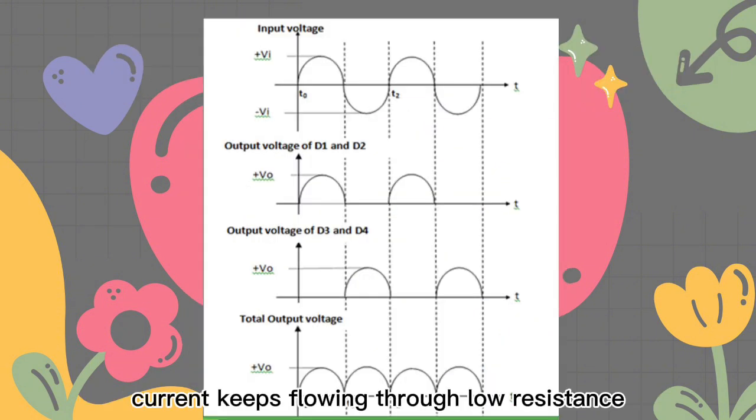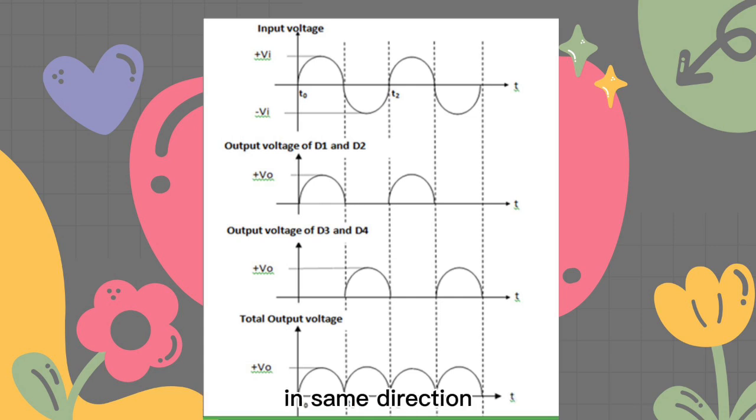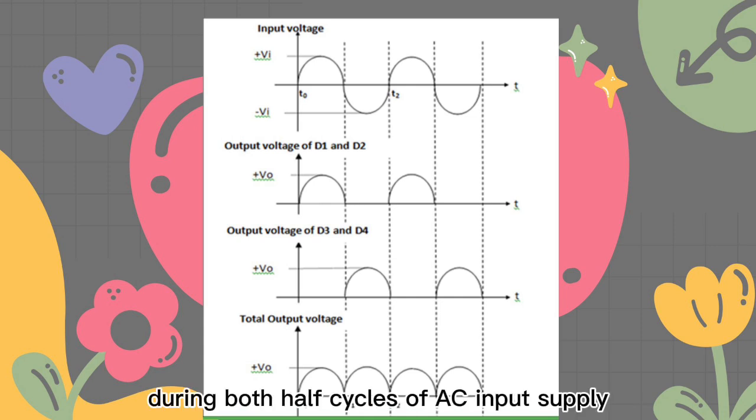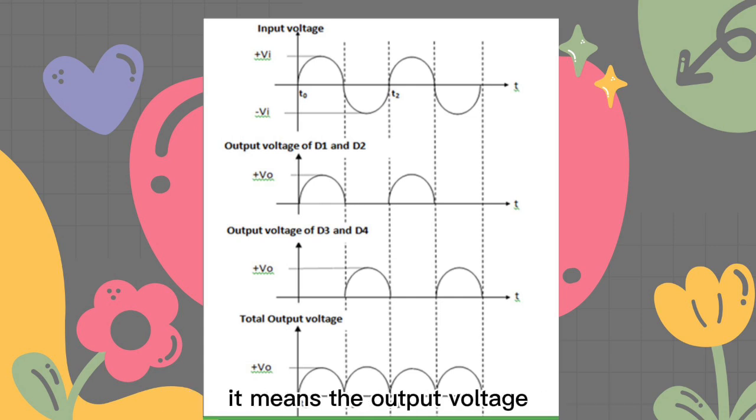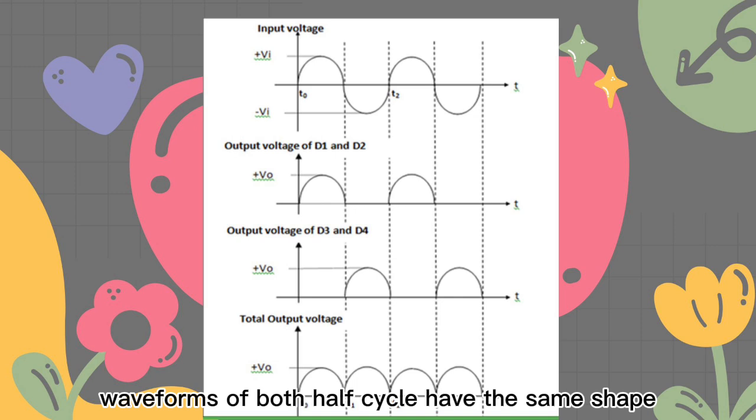Current keeps flowing through the load resistance in the same direction during both half cycles of the AC input supply. It means the output voltage waveforms of both half cycles have the same shape.